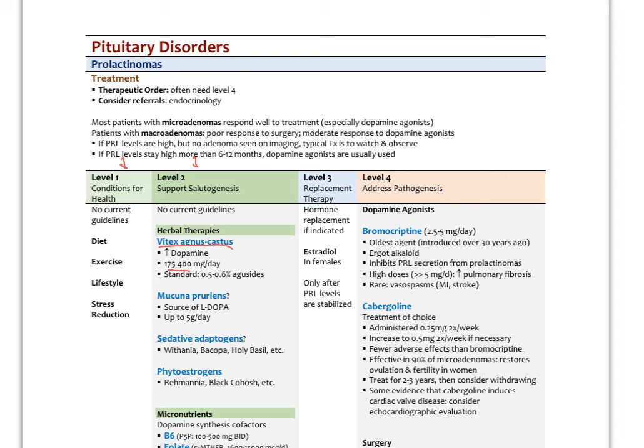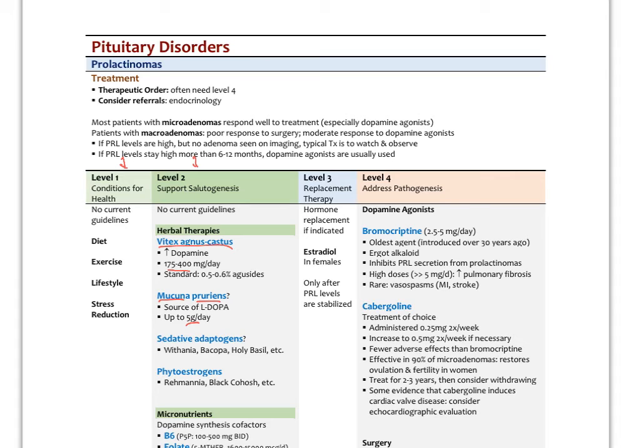Mucuna, I've never used this for prolactinomas. We tend to think of this for Parkinson's. That's a source of L-DOPA. And the resources indicate we can take up to 5 grams a day of this. I don't have this in tincture form, and I don't have it readily available, so I don't typically use it in the clinic.